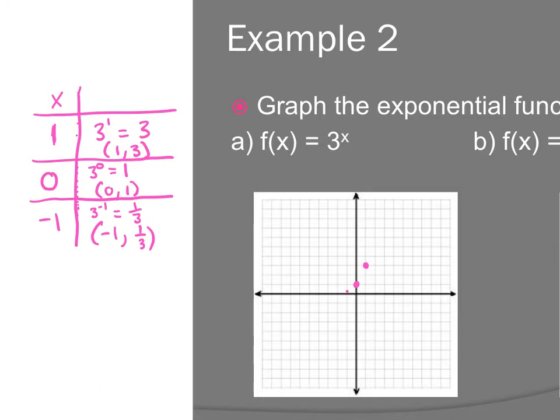If we wanted to, we could plug in 2. We know we would get 9, so that would be up here. And our graph is going to be like this. What's our horizontal asymptote here?